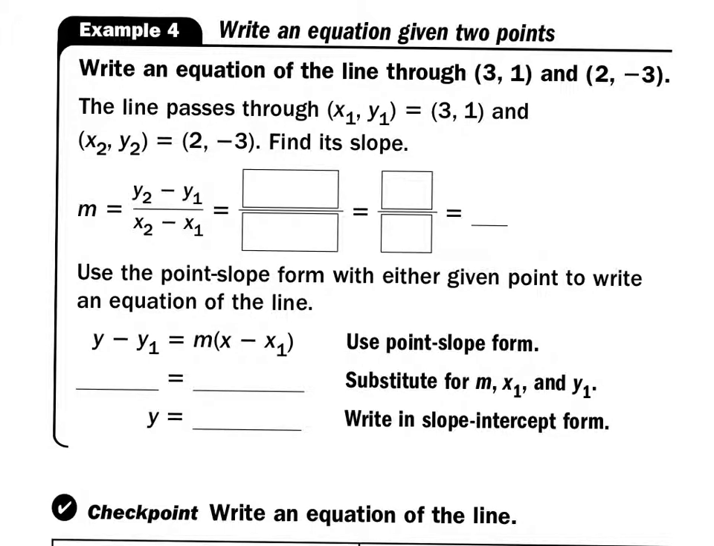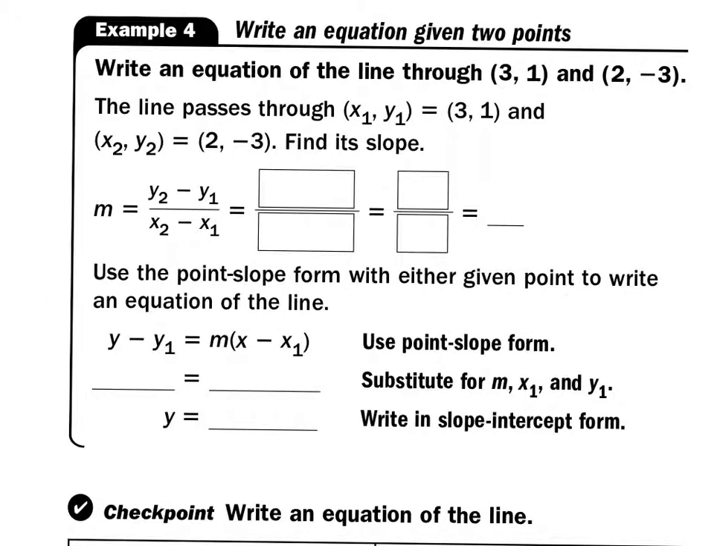Example 4. Write an equation given 2 points. Write an equation of the line through point 3, 1 and point 2, negative 3. So first thing I need to do is find my slope. So negative 3 minus 1 over 2 minus 3. That'll equal negative 4 over negative 1, which equals a positive 4.